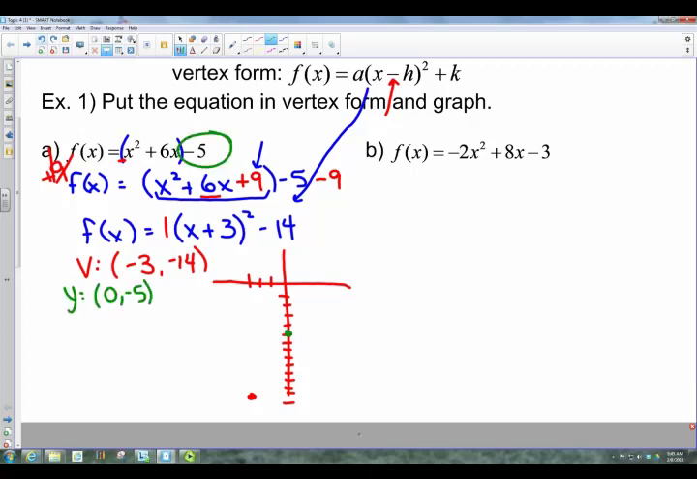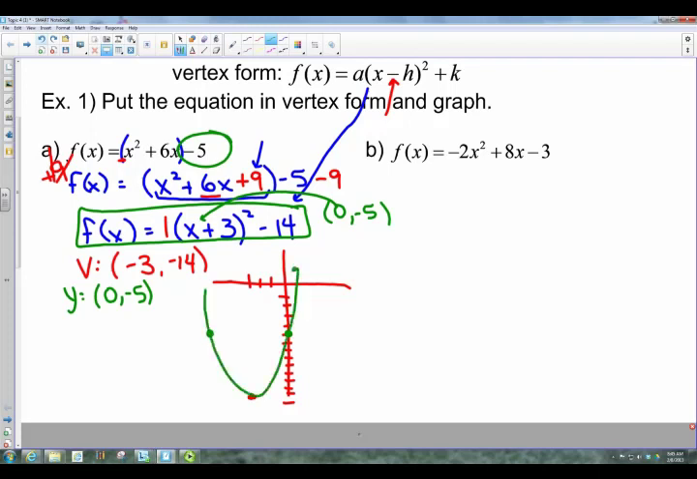The other option is to take your vertex form, so this one right here in the green, and you just substitute in a number. And you can pick any number you want. If you chose 0 and substituted that in, so the 0 would go right there, you'd have 0 plus 3 squared, which is 9. 9 minus 14 is a negative 5, and you get the exact same point. And then from this green point, which is my y-intercept, I reflect it across my axis of symmetry, and you now have your 3 points that you can draw in your parabola.